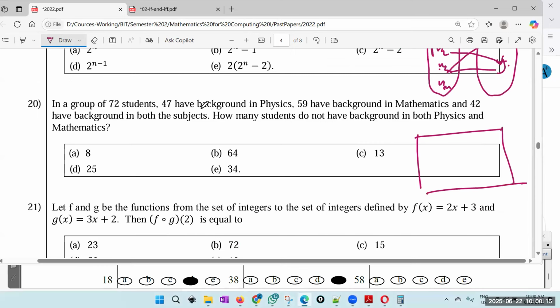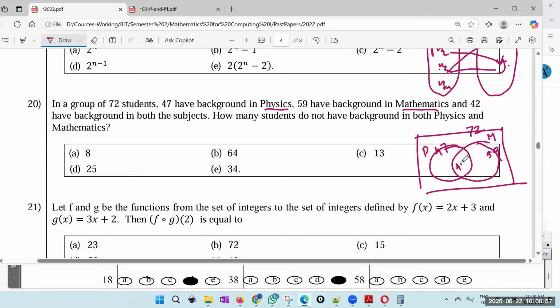So we have physics, mathematics, only two. Say this is physics, this is mathematics. Your universal set must have 72 students. 47 have background in physics. 59 have background in mathematics, so 59 belong to this circle. 42 have background in both.